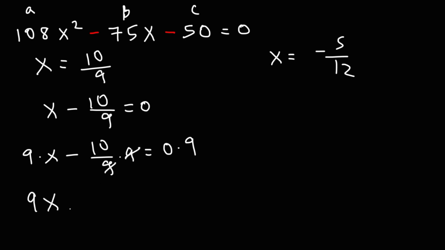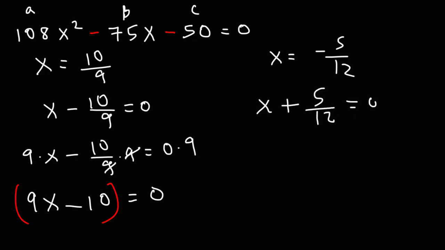Here the 9s will cancel, giving you negative 10, and 0 times 9 will remain 0. So this gives us our first factor. Now let's repeat the process for the other part. So let's move negative 5 over 12 to the left side. So we're going to get x plus 5 over 12 is equal to 0.